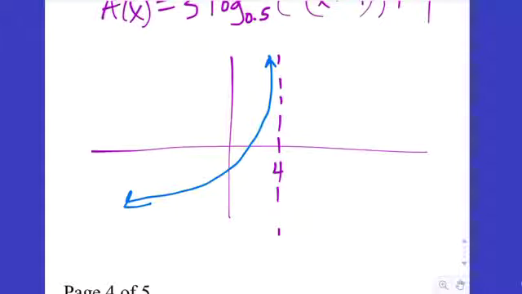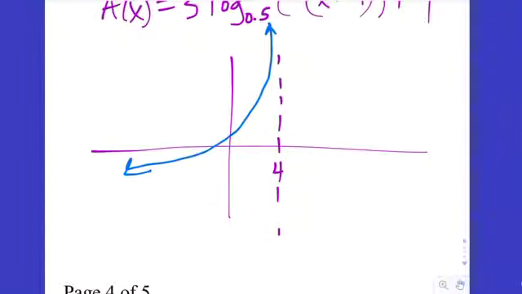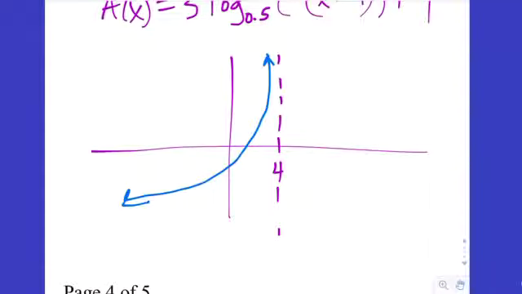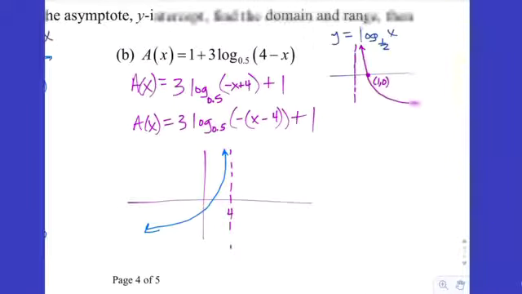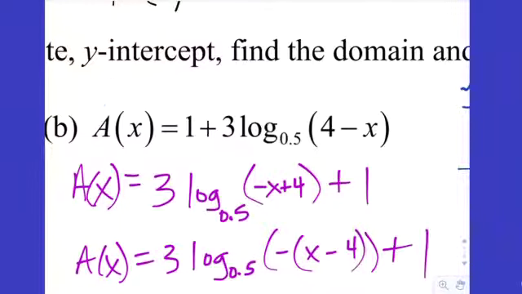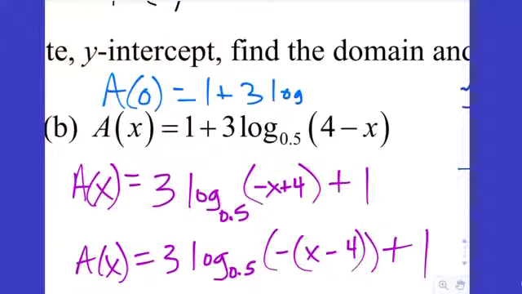And again, you have to be careful because there is the opportunity, especially in this case since we're shifting it up 1, that it may cross the y-axis in positive land or negative land. So on your own, without being solicited to do so, you might want to find the y-intercept. And it's easier to plug it back into the original, not the standard transformation form. That one's good simply for sketching it. So if you plug in a 0, you're going to get 1 plus 3 log base 0.5 of 4.